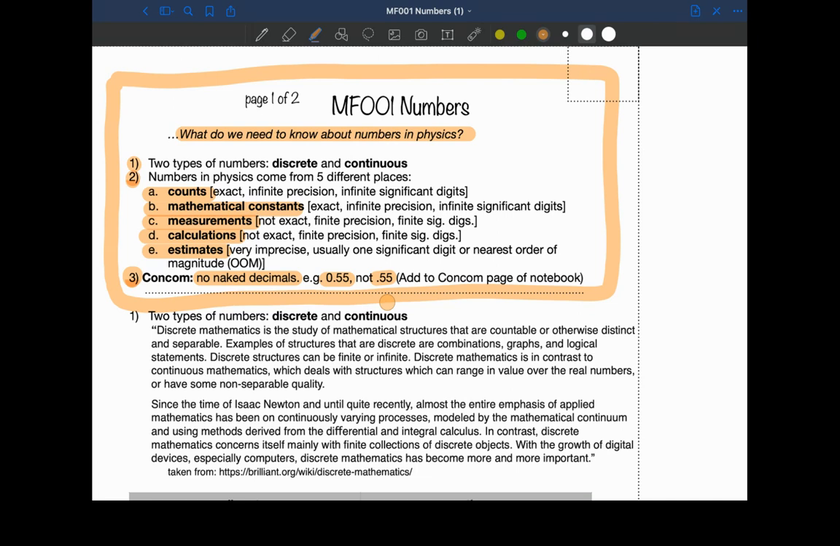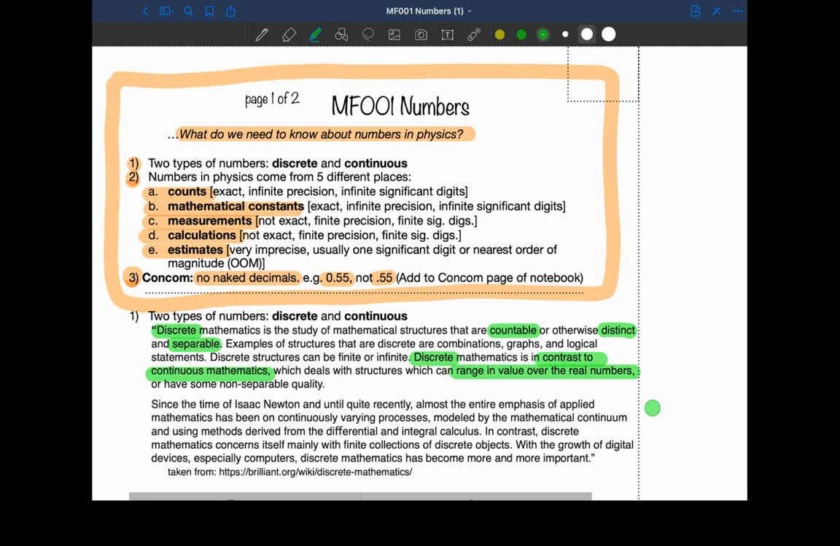So now you're back from having read a little bit about discrete and continuous numbers. What I want to do here is point out the elements that I would draw attention to. Discrete numbers are countable, things that you can count. They are distinct and separable. The examples won't be so helpful to us in terms of our purpose with physics. But the important thing here is that discrete is in contrast to continuous mathematics and continuous numbers, which means they can range in value over all the real numbers.